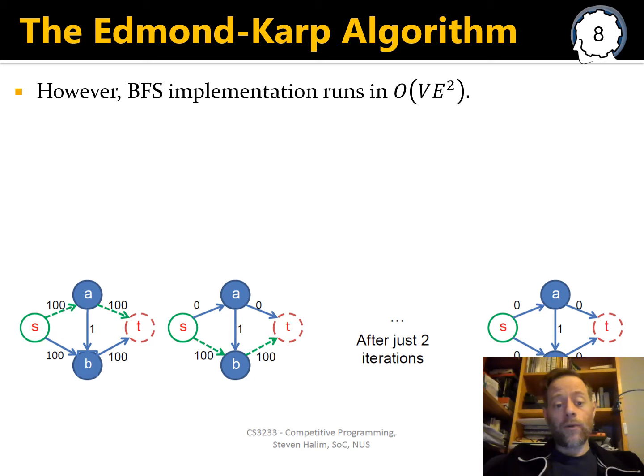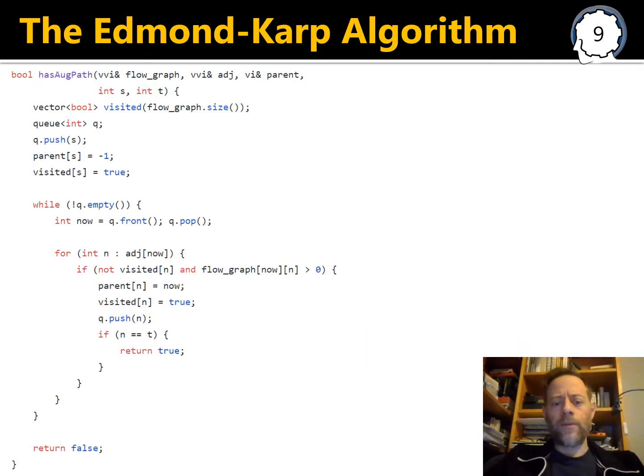The reason is that in this particular example, it will find the shortest path, which means that it will find the path S, A, T, or S, B, T for that matter. It will find one of them first, and then secondly, it will find the second one. So it means that it will only need 2 iterations to find the maximum flow in this particular case. So clearly, it's very useful.